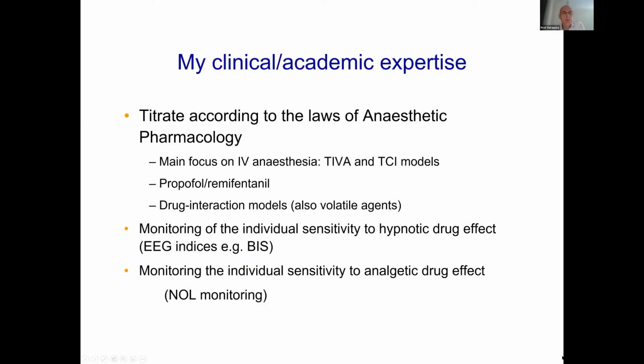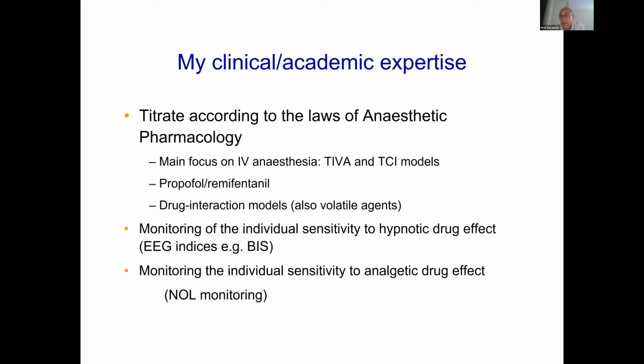My clinical and academic expertise is mainly focused on anesthetic pharmacology. In my research, I mainly focused on intravenous anesthesia, and I was involved in the development of optimal models for target-controlled infusion pumps. I mainly focused on propofol and remifentanil, but once I started working on drug interaction models, I also introduced the interaction between volatile agents, propofol, and different opioids.